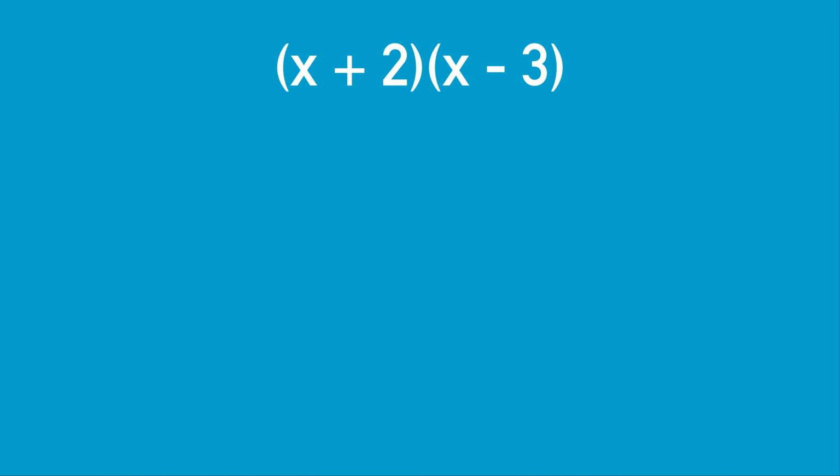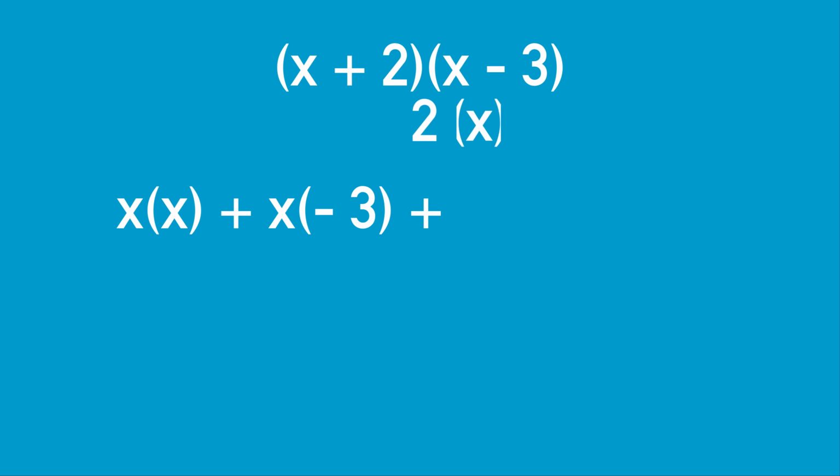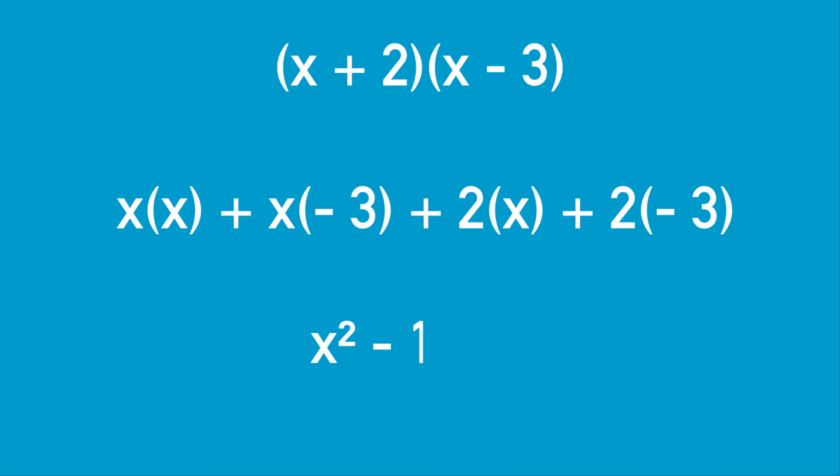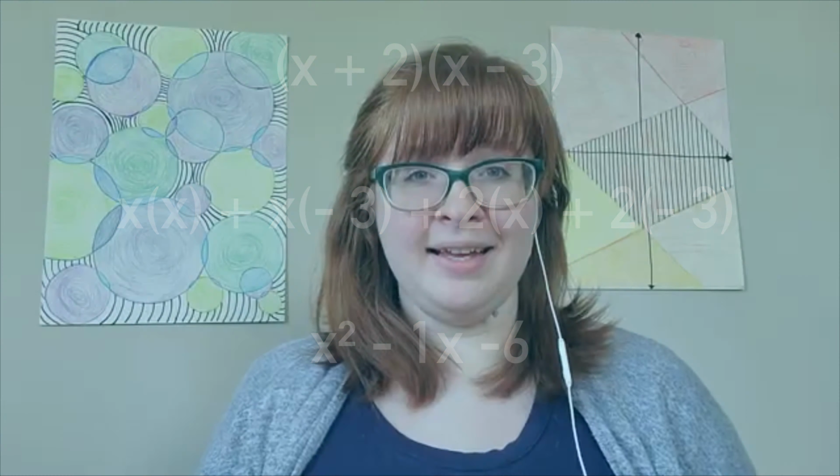If we have the sum of x and 2 times the difference of x and 3, FOILing tells us that that is equal to x times x plus x times negative 3 plus 2 times x plus 2 times negative 3. This will simplify to x squared minus 1x minus 6. This will become very important as we start simplifying and solving polynomials. Today we covered the three laws of algebra, the associative, commutative, and distributive properties.